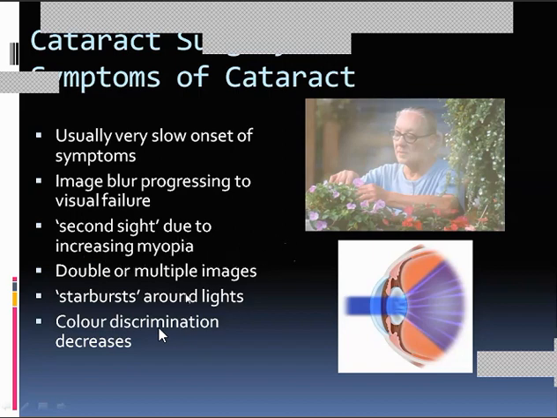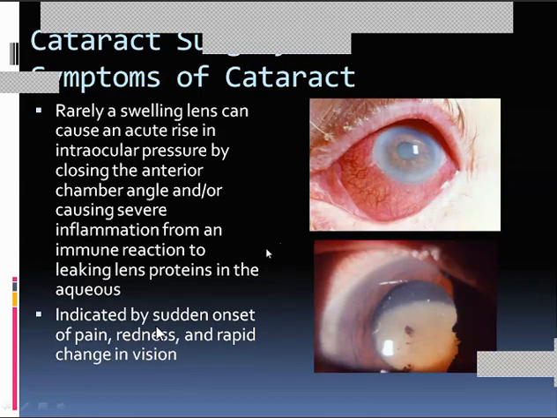And the symptoms I already told you: double vision or multiple images, and starbursts around the light. That means the color shadows that are present around the lights. This also occurs in case of glaucoma, and the color discrimination also decreases. Okay.